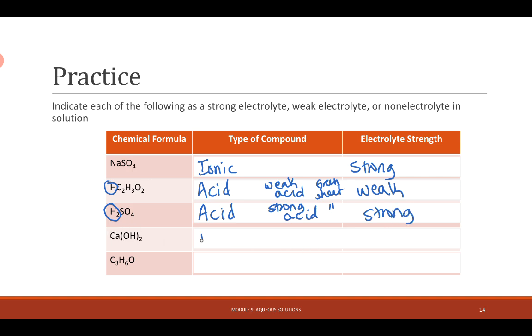This is an ionic compound. It is also a strong base. So if you classified it as a strong base, you're also correct in that. So that strong base and ionic compound is going to be a strong electrolyte. And then this is carbon listed first, so it's not an acid. This is just some kind of molecular compound. And molecular compounds are going to be non-electrolytes.